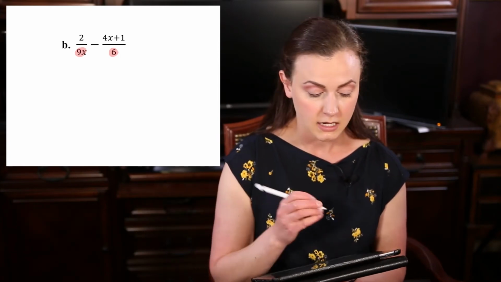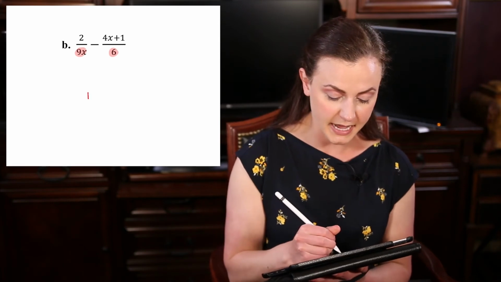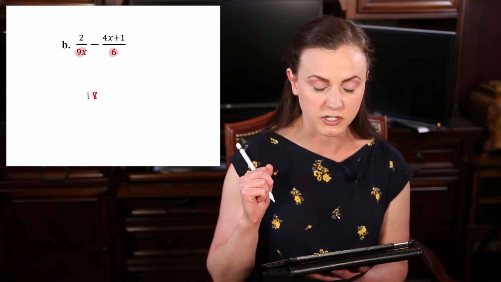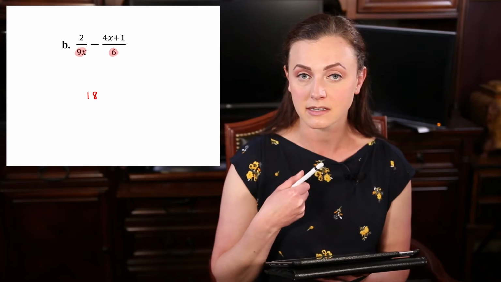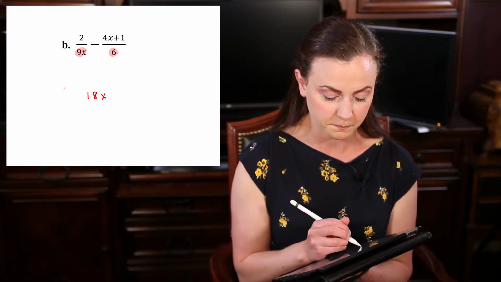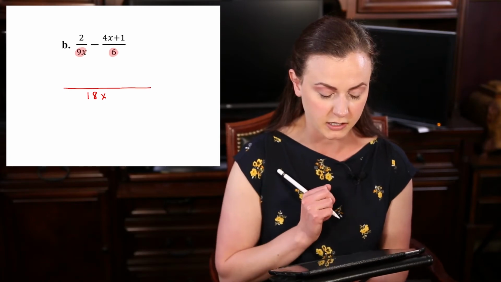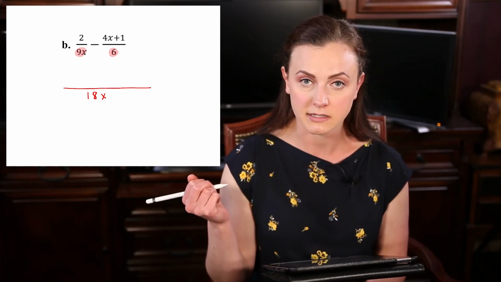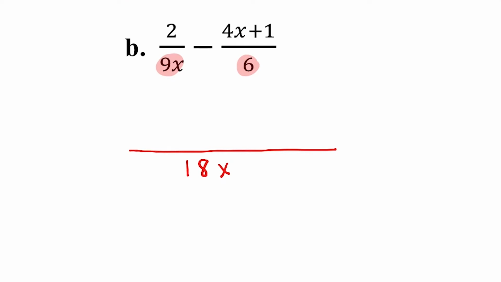18. So I need there to be an 18, that's the smallest number those two will go into, but because the 9 has an x attached to it, that also needs to be part of the common denominator. So I'm going to create my giant fraction here. 2 over 9x. In order for the bottom to become 18x, I had to multiply that by 2. And whatever we do to the bottom, we have to do to the top. So on the top, we have 2 times 2, which is 4.